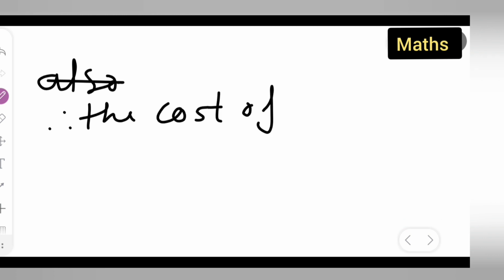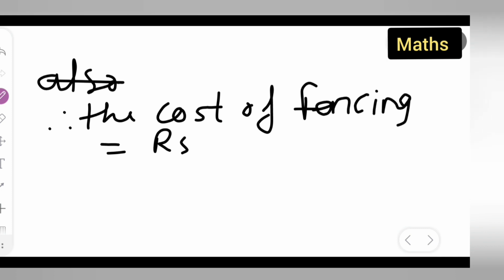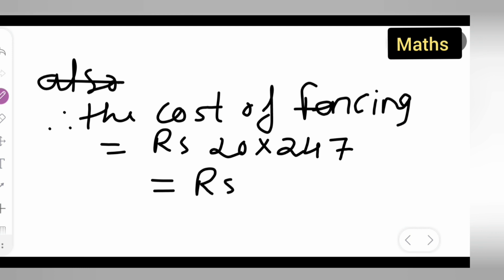Also the cost, okay, wait, don't write down this. Okay, right, therefore the cost of fencing is equal to rupees 20 multiplied by 247. So your answer will be rupees 4940.